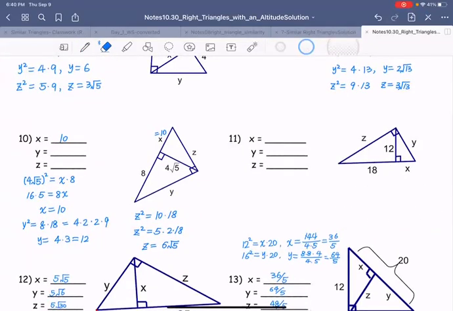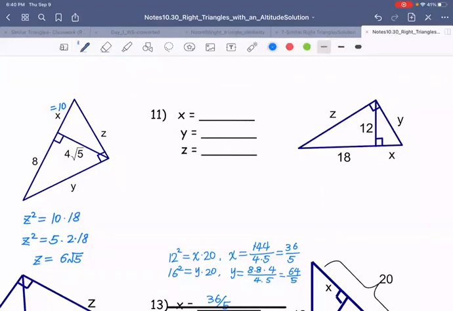Angela, number 11. Okay. X is... This guy square equals 18 times x.